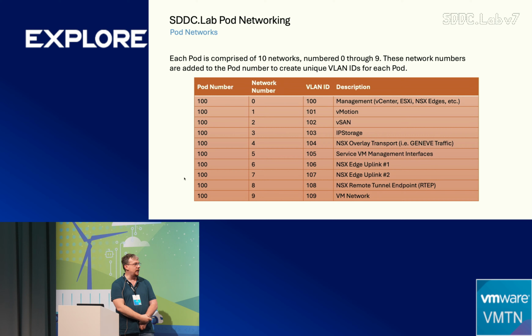A quick overview of the networks inside the pods. So the way we've carved out the VLANs is as follows. We have 10 VLANs in each pod. I think you'll all recognize those VLANs. Nothing really strange here. Some of them are not in use, like IP storage and service VM management, but you could start to use them whenever you feel like there's a use case for it. So there are some VLANs there that are not being used.